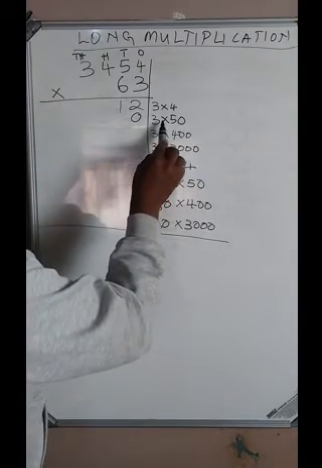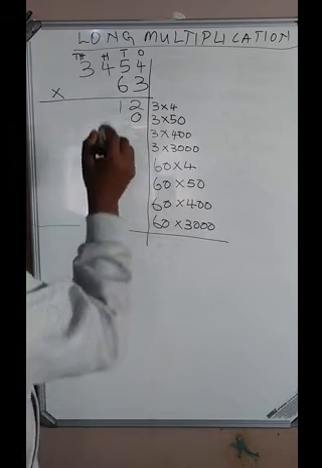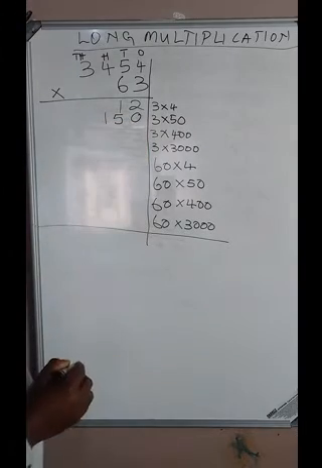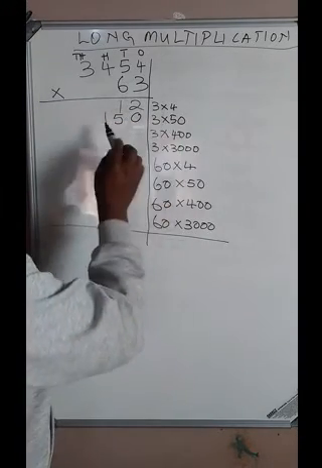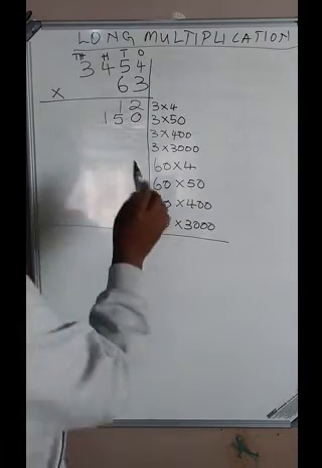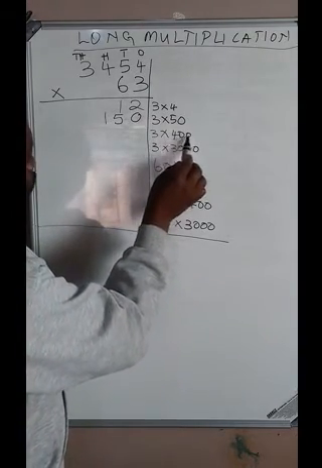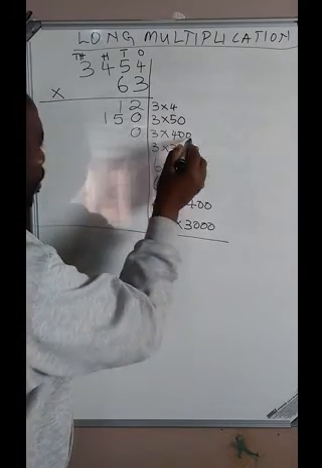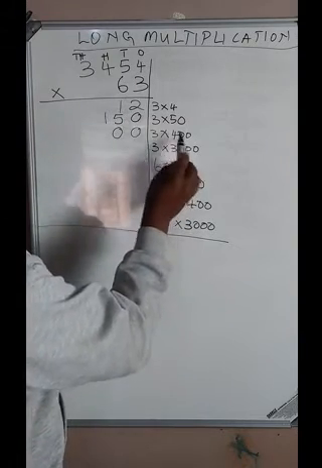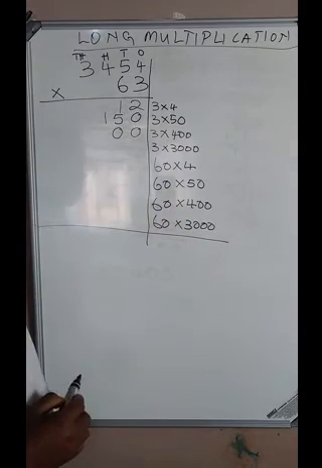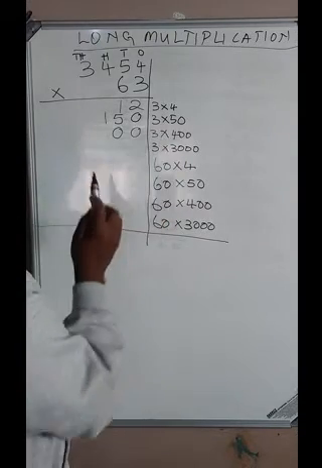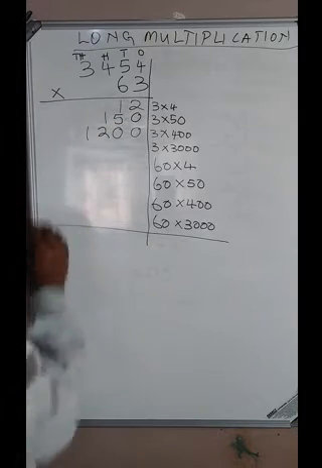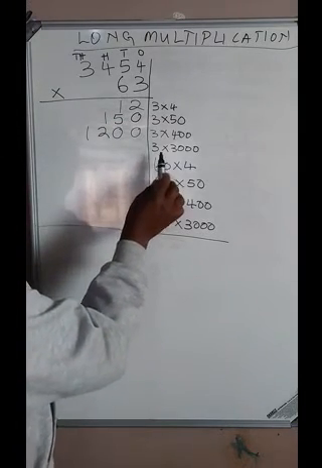And then you say 3 times 5. The answer is 15. So when you write 15, you write 1 and 5. This means 3 times 50 is 150. You move on to the next step. There are 2 zeros here. They will be there in the answer. So you write them. These 2 zeros, we have written them there. Now we are left with 3 times 4. 3 times 4 is 12. You write it just like that. You move on to the next line.